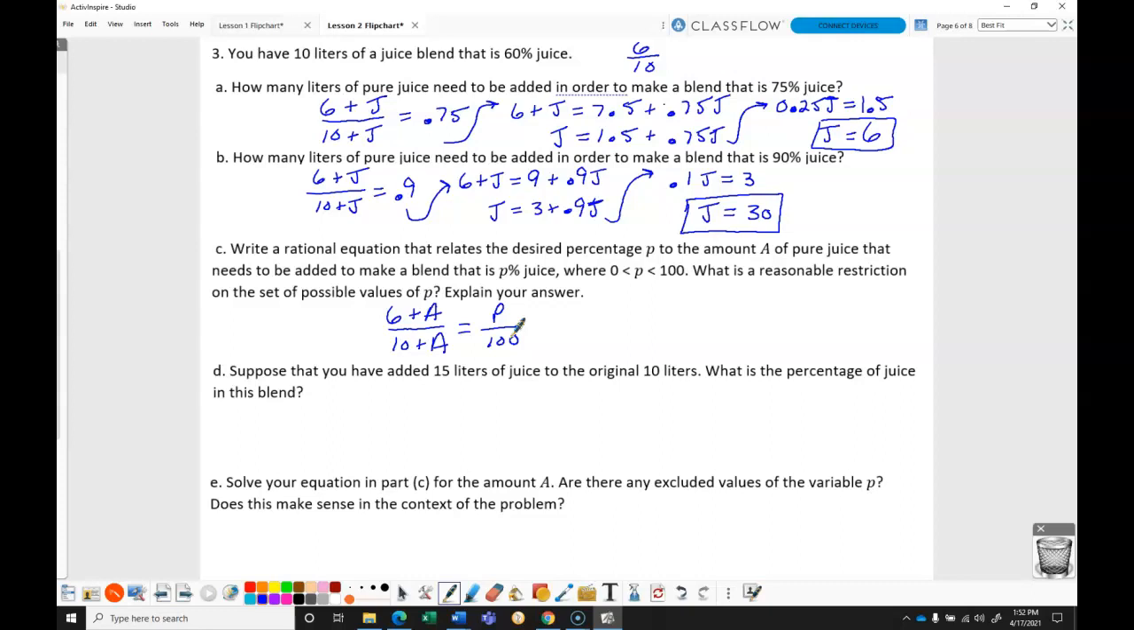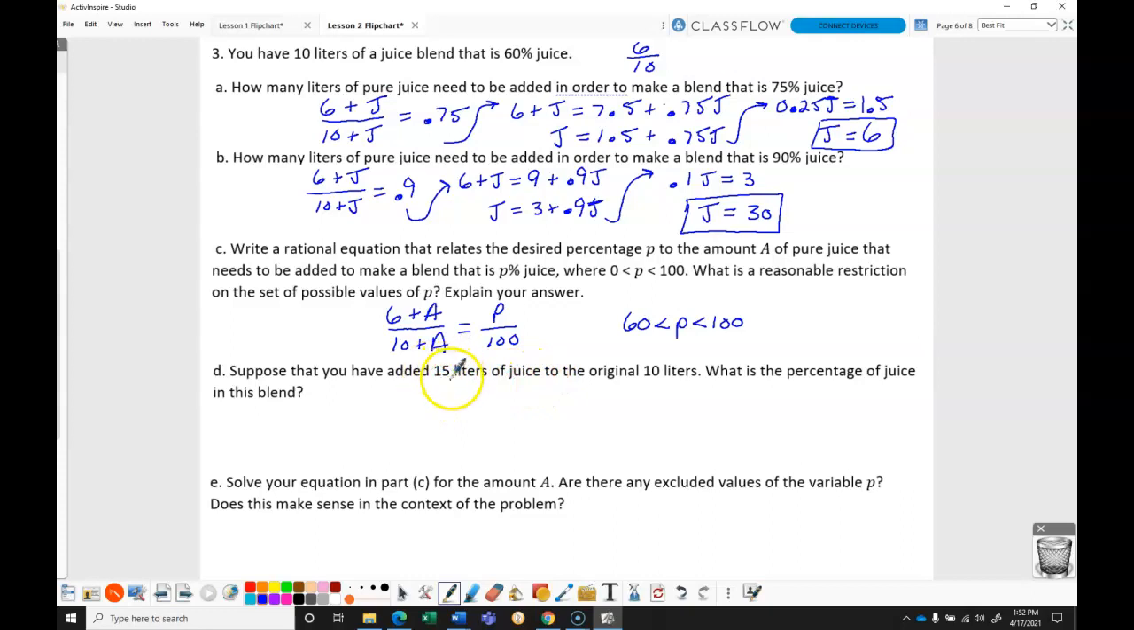Okay, and I need to think of a reasonable domain for this. Well, for P, I can't go below 60% because I'm already starting at 60%. So I'm going to say 60 is going to be that smallest value. And for the percentage, I can't have more than 100% of juice, so it's going to be less than 100. So that's my reasonable restriction on my domain there. And the next problem says, what if we go ahead and add 15 liters of juice? Okay, what's the percentage of juice then?